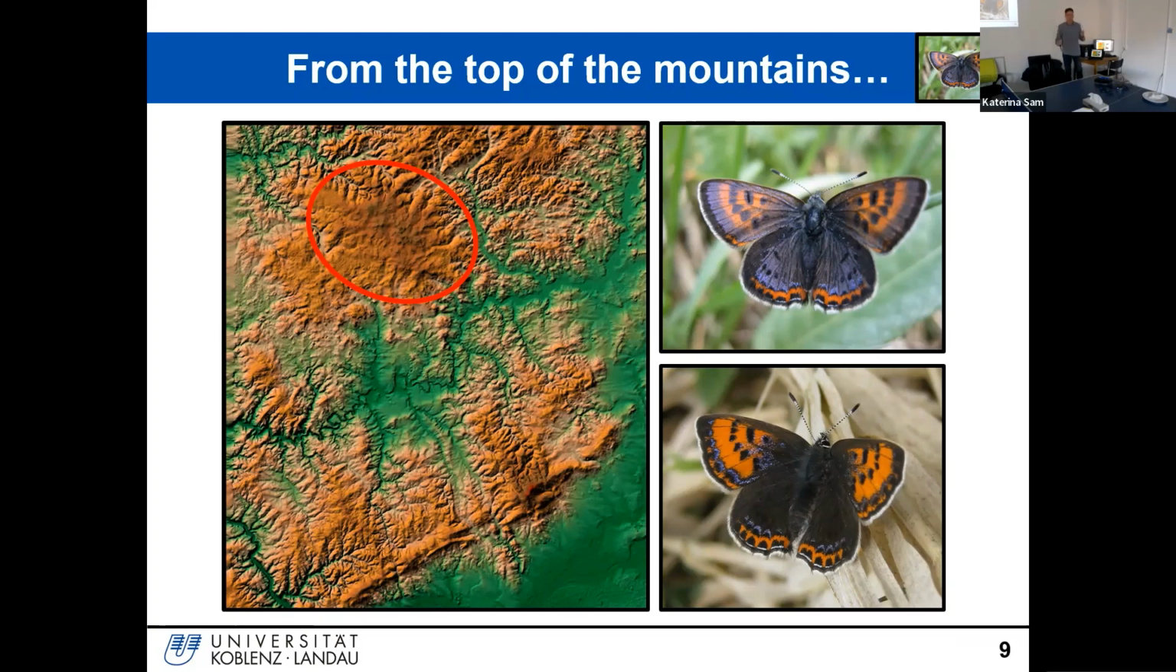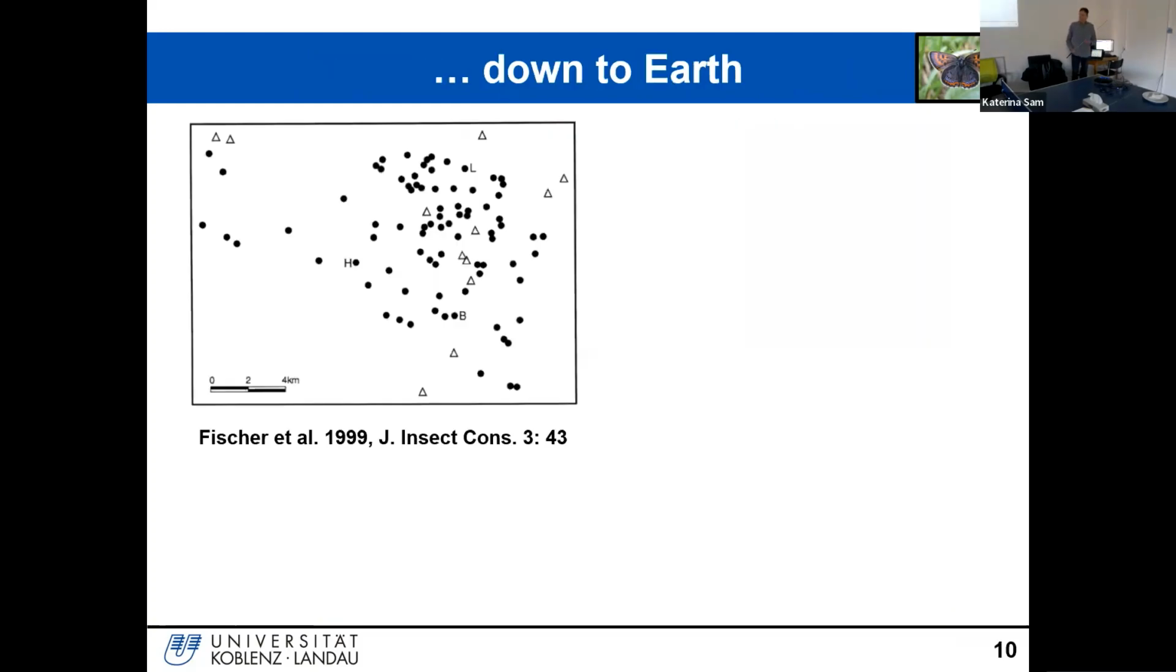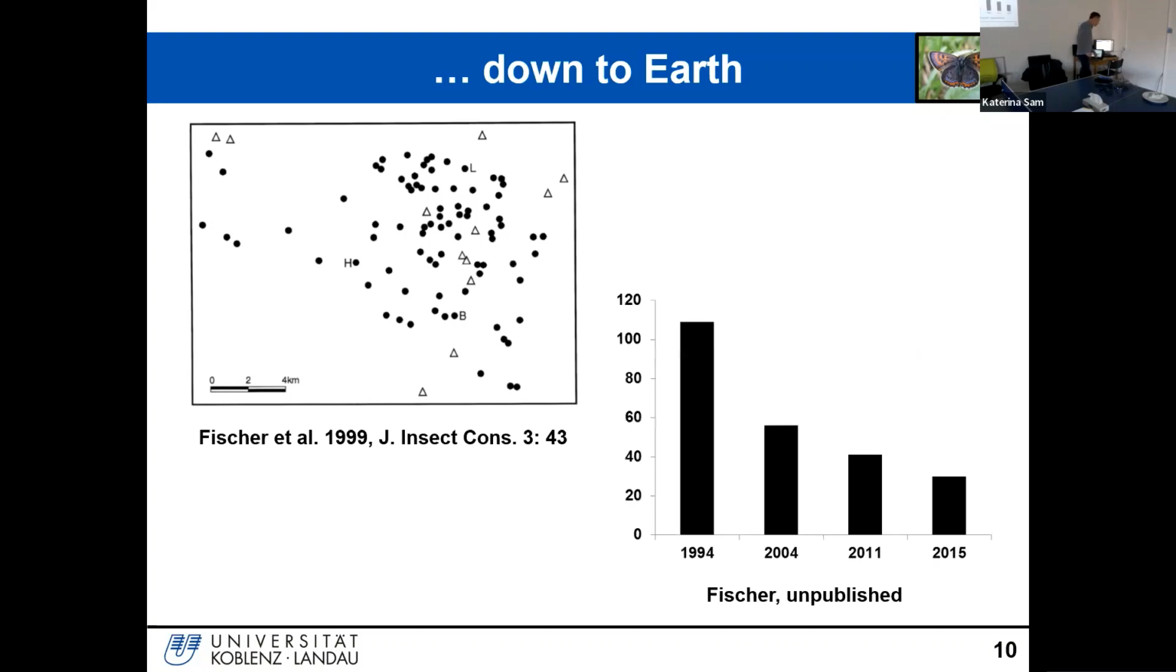A male and a female, still extremely beautiful, enjoy it. And now it's going from the top of the mountains down to Earth. So this is what we found roughly 25 years ago. Each dot is a population or a former population in my home area. There were around 120, and see what happened over time. From what was 110, we are now down to 30 populations. So an extremely strong decline in population numbers within 25 years.